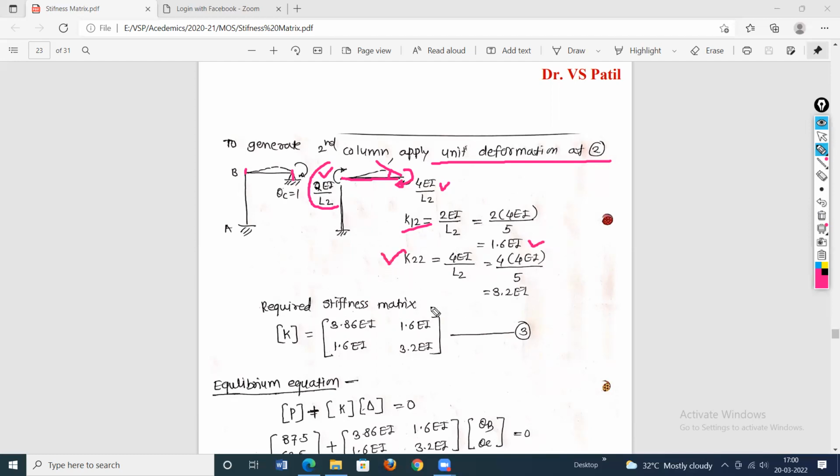Then K22, stiffness at 2 now. Stiffness at 2 due to unit deformation at 2. So coordinate 2 is here. This point is coordinate 2. So it is clockwise. Our coordinate 2 is also clockwise. So therefore it is positive. Element is positive. So it is 4EI by L2. So 4EI value is 4EI divided by 5. So it is equal to 3.2EI. So this is the second element. And then our required stiffness matrix is shown in equation number 3.